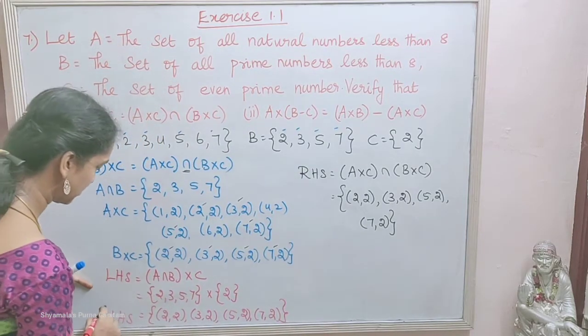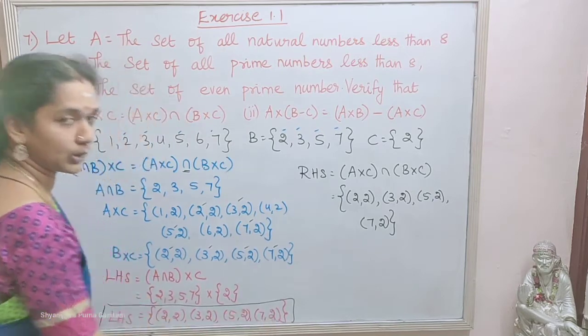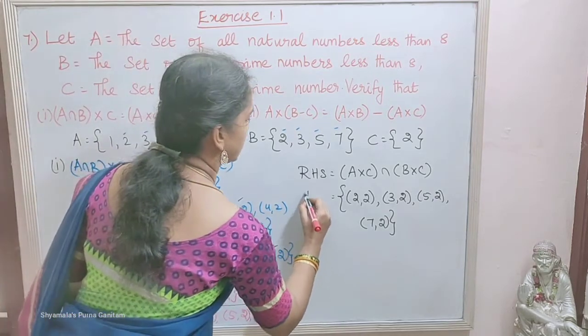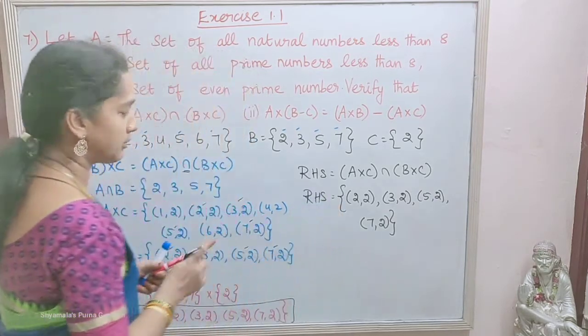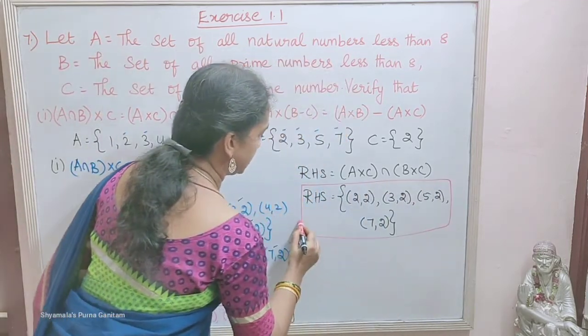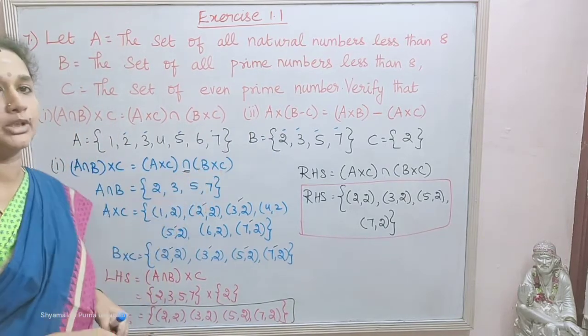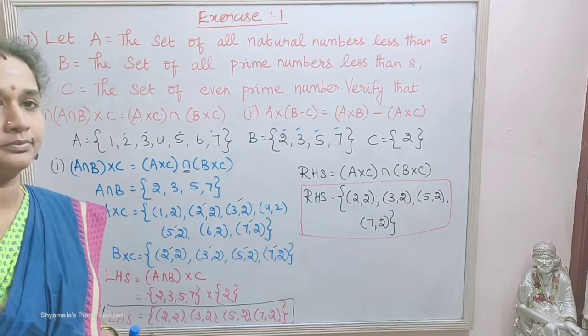For the LHS we got (2, 2), (3, 2), (5, 2) and (7, 2). For the RHS we got (2, 2), (3, 2), (5, 2) and (7, 2). So we have proved LHS is equal to RHS.